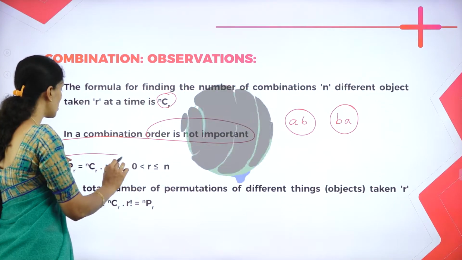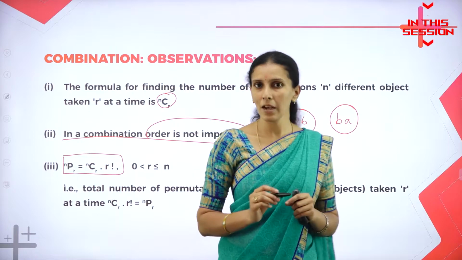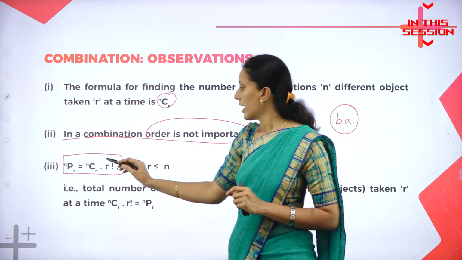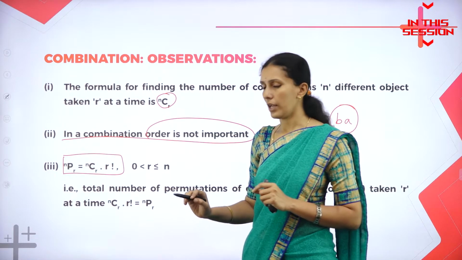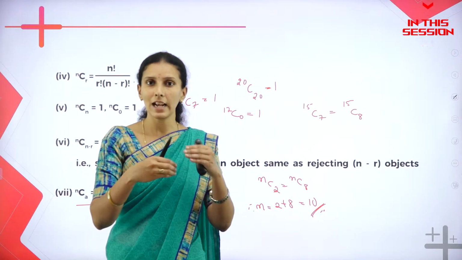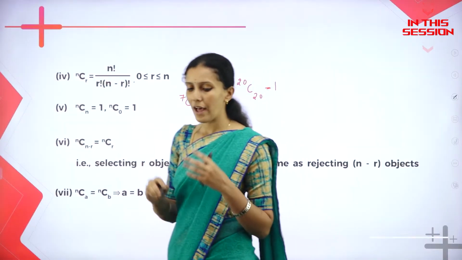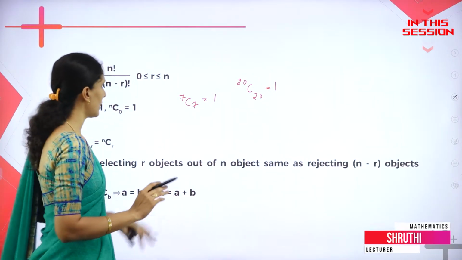We have a relationship between the permutation and combination. That is, NPR is equal to NCR into R factorial. So clearly 10C2 is the same as 10C8. That is, selection of 2 objects is nothing but rejecting 8 objects. So when you have N and R the same, it is nothing but 1.